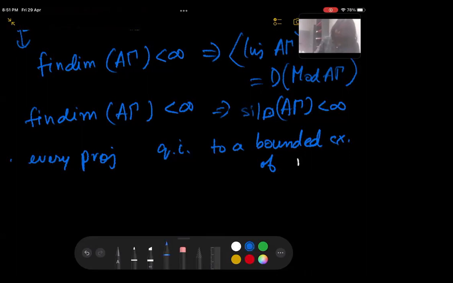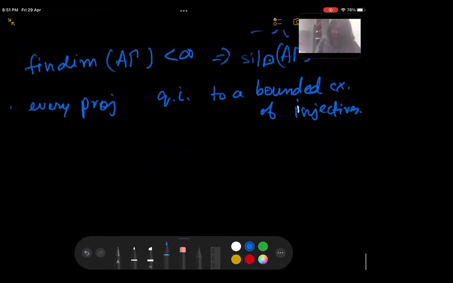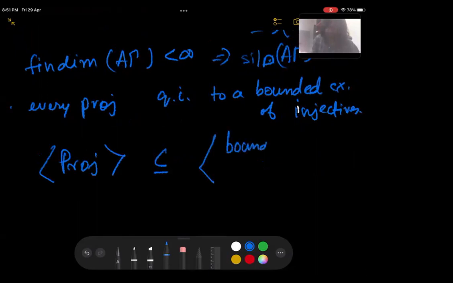What do I do? So it is known that if you have a bounded complex of injectives, let me write it like this, then the smallest localizing subcategory containing the projectives is contained within the smallest localizing subcategory containing bounded complexes of injectives.